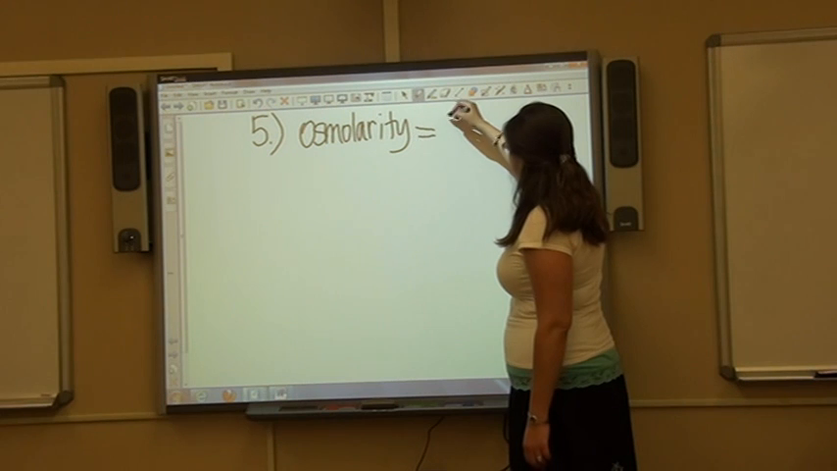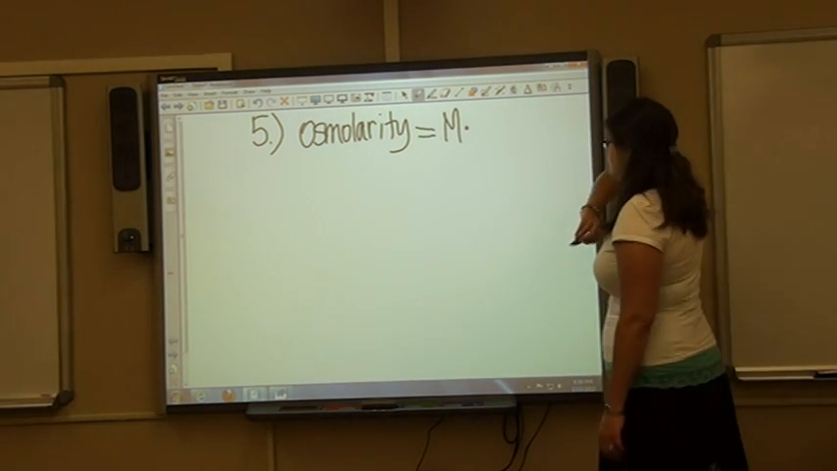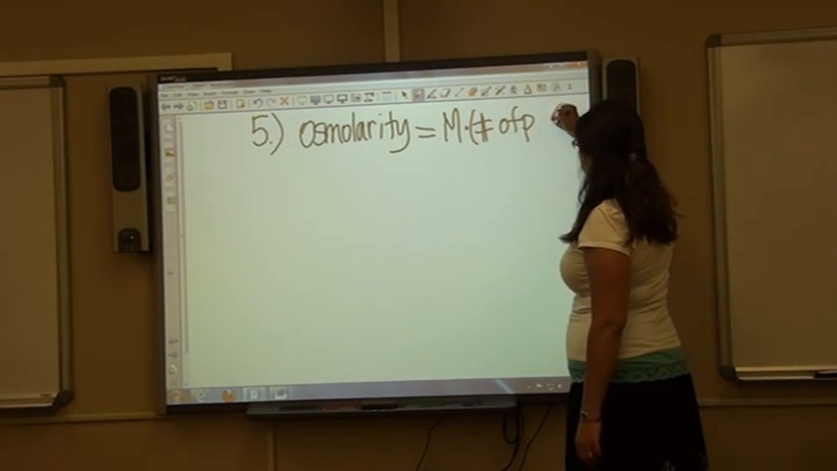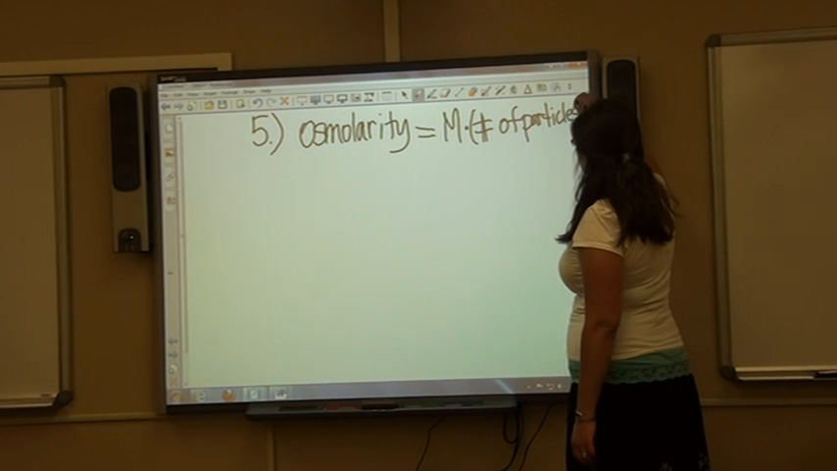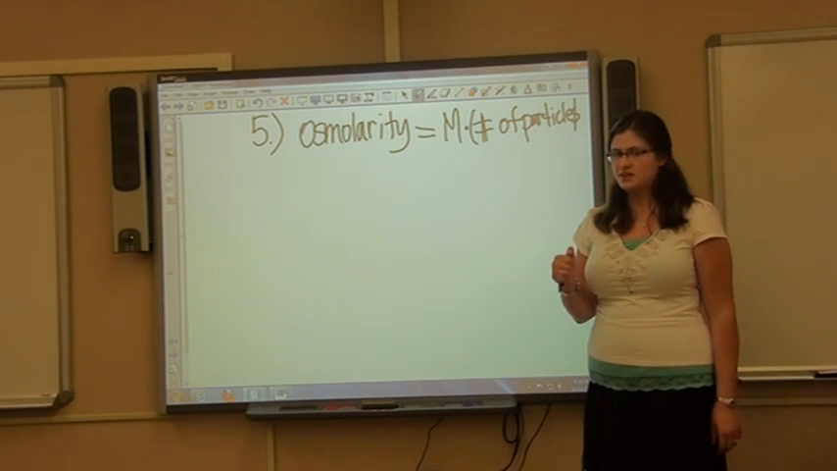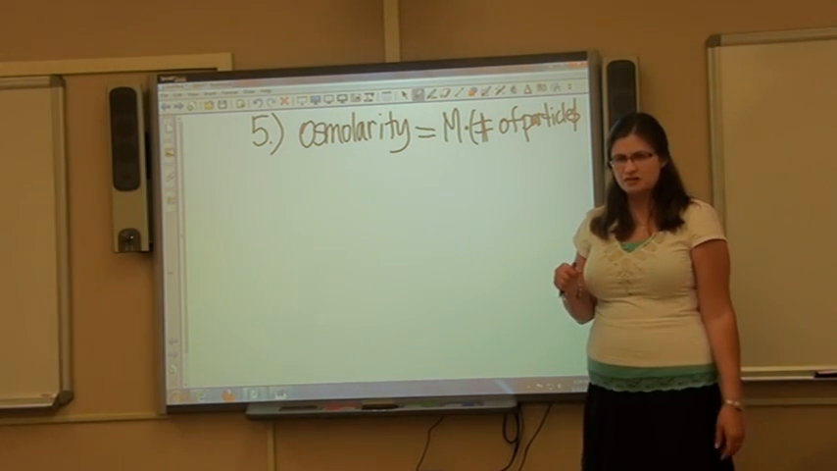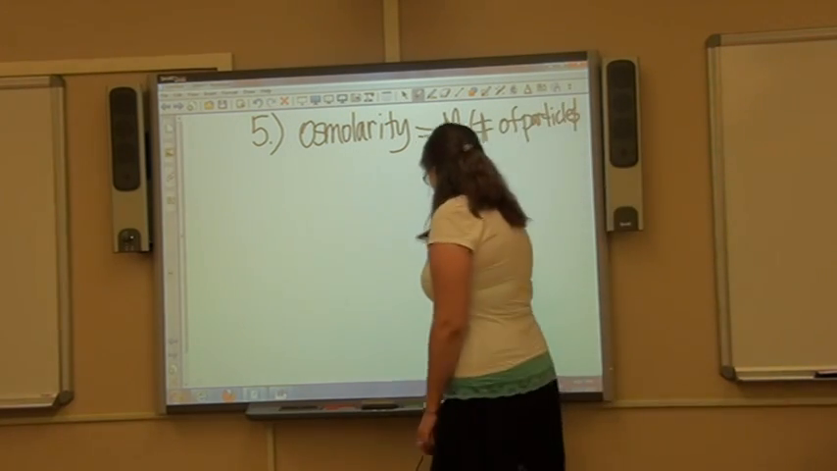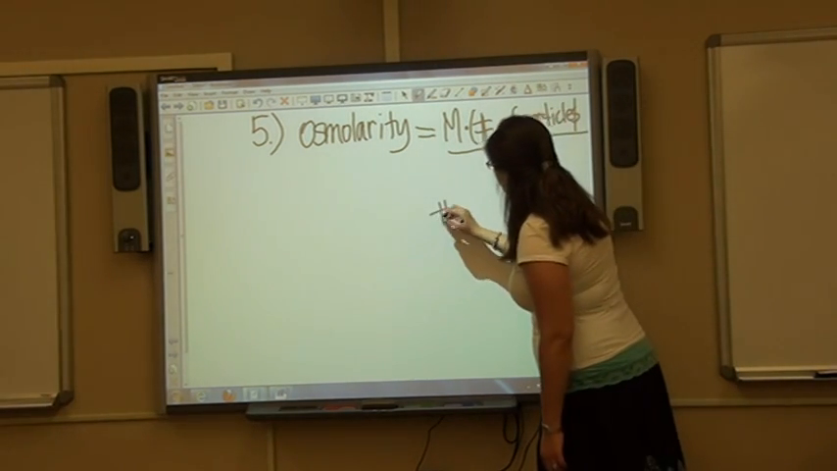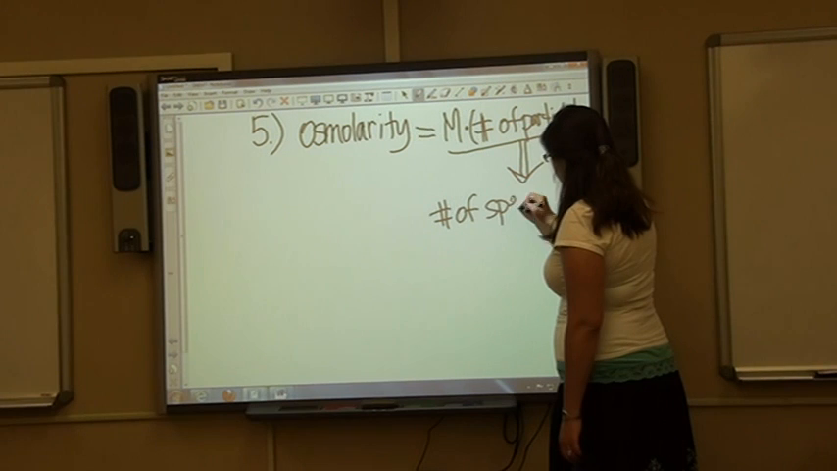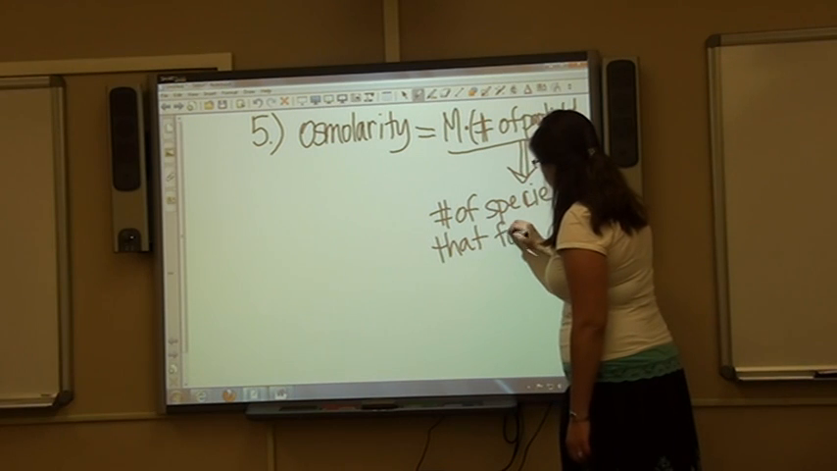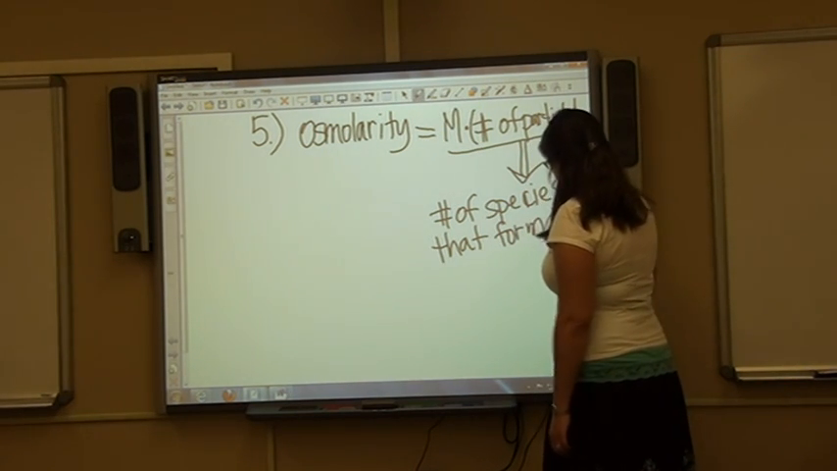Osmolarity is equal to the molarity of your solution times the number of particles. Okay, molarity is easy, we just learned how to do that. Number of particles, what's that about? Well, when I say number of particles, what I'm referring to is the number of species that form in solution.